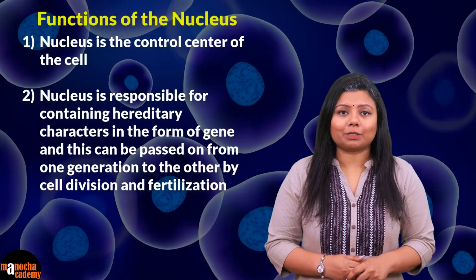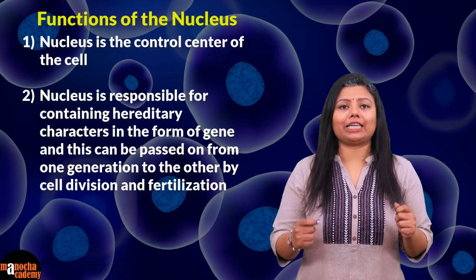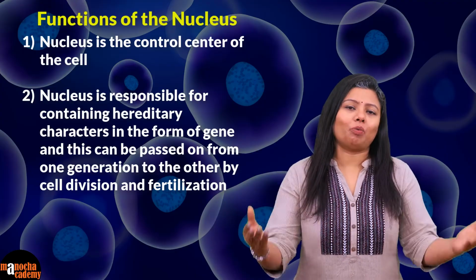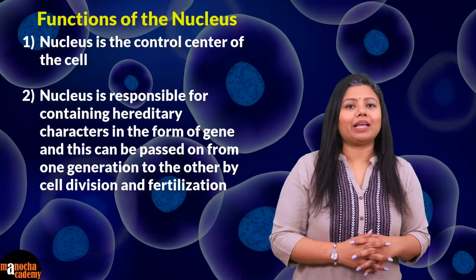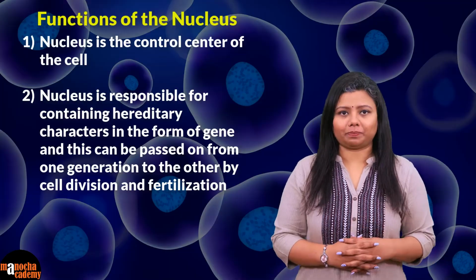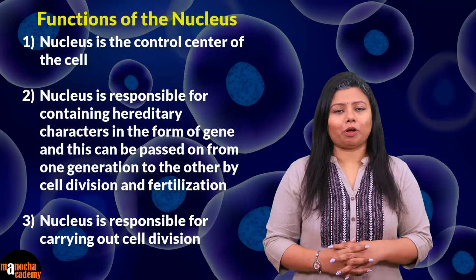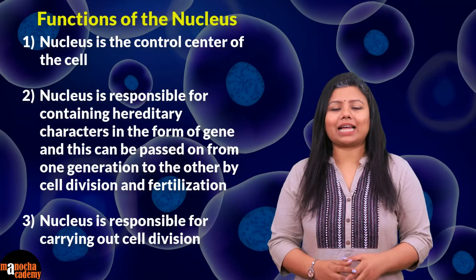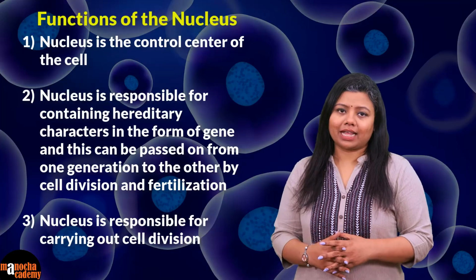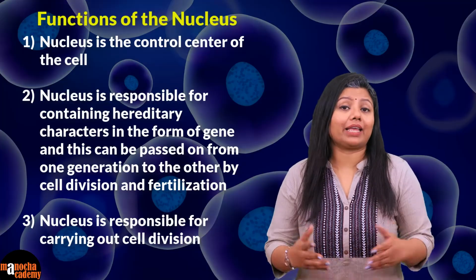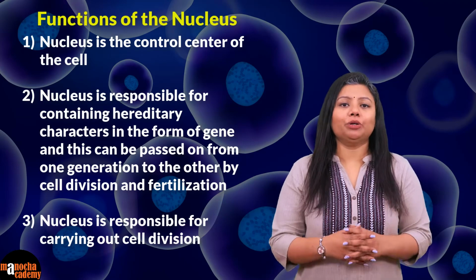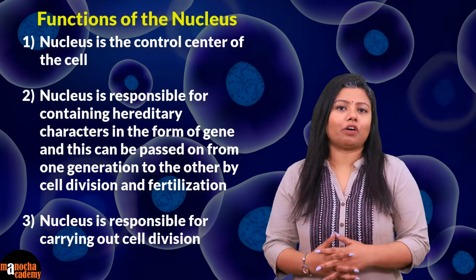Second, the nucleus is responsible for containing hereditary characters in the form of genes, and these can be passed on from one generation to the other by cell division and fertilization. Third, the nucleus is responsible for carrying out cell division. It has been noticed that a non-nucleated cell like an RBC does not divide. So definitely the nucleus contributes to the process of cell division.